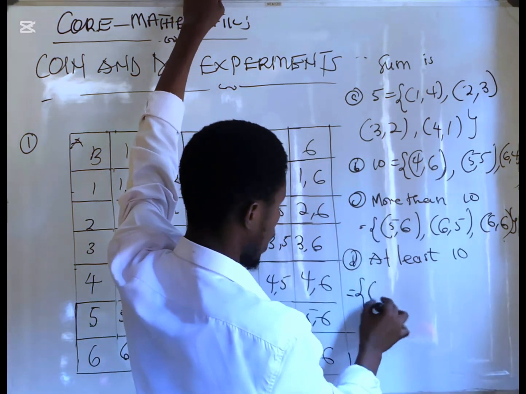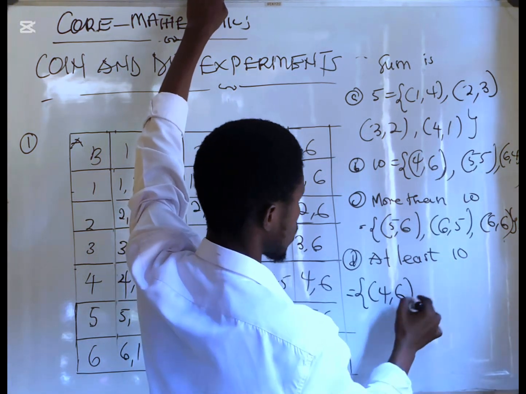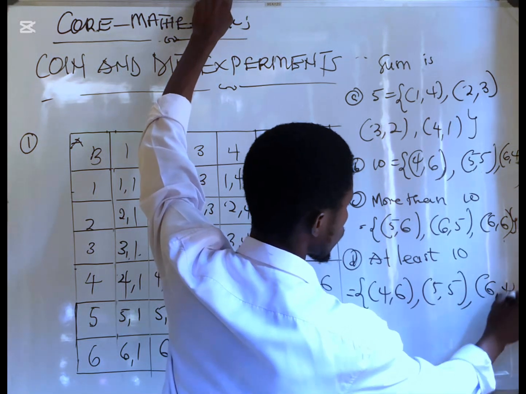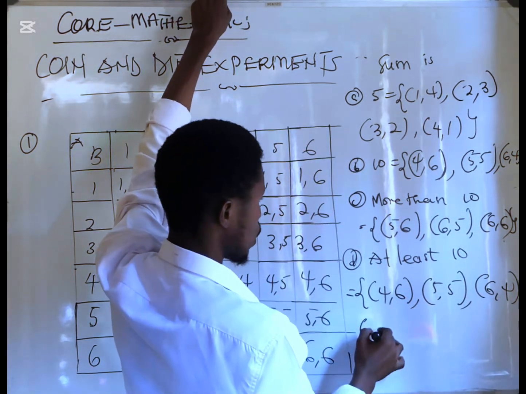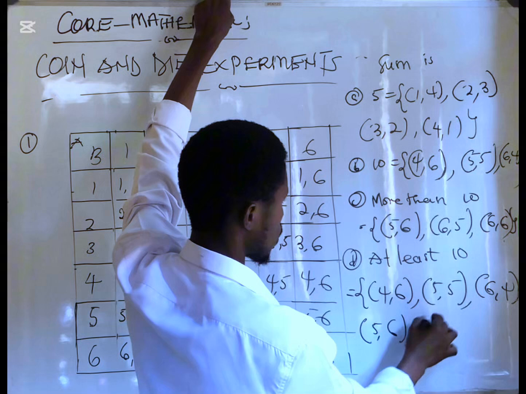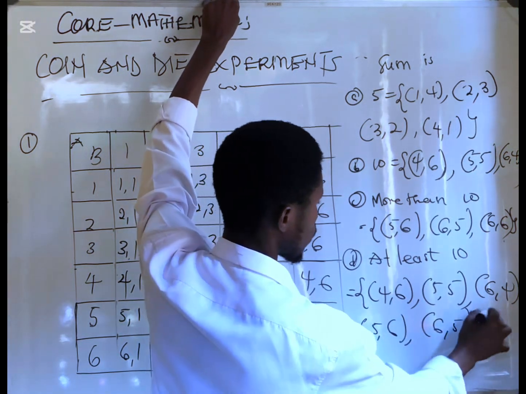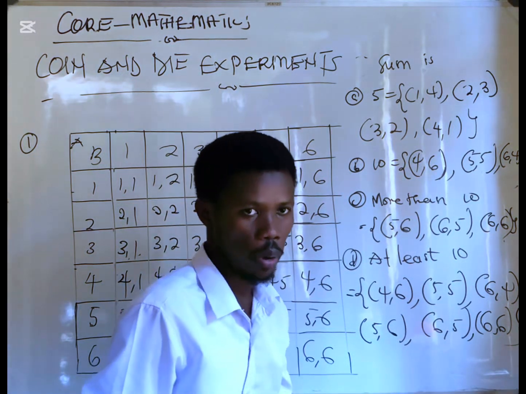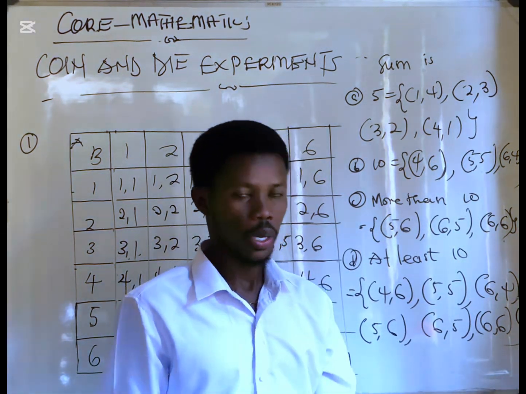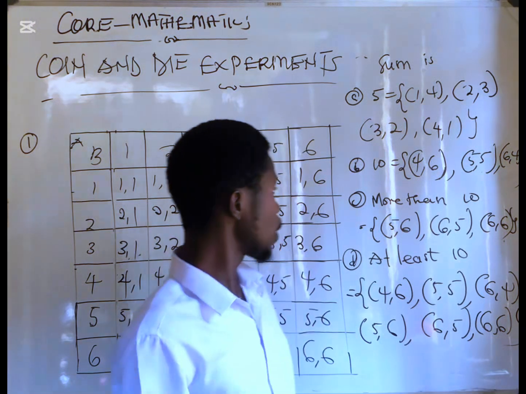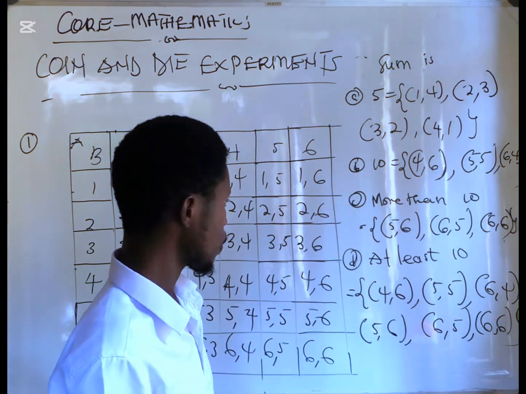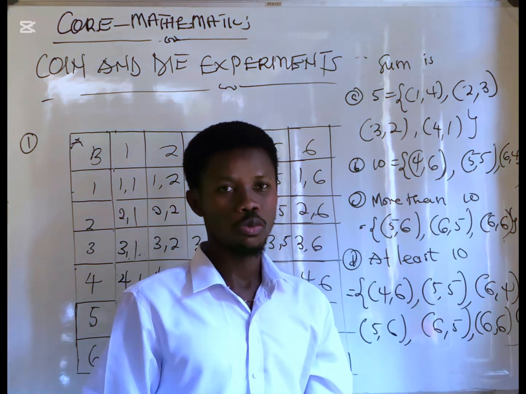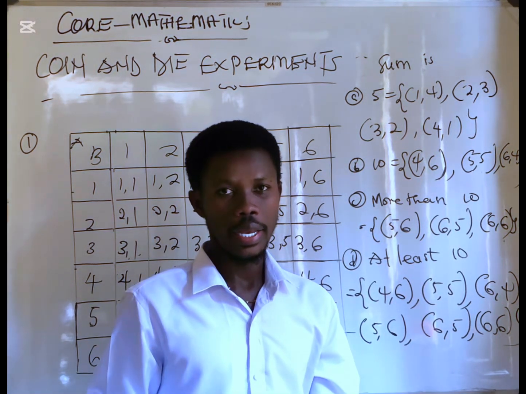Those that are 10, that is 4, 6, 5, 5, 6, 4. That's at least 10. 5, 6, 6, 5, 6, 6. So at least 10 means 10 or more, but more than 10 is, you pick numbers that are more than 10, that's all. Is that okay? So this is the answer for the II. That's the answer. So let's move to the III.